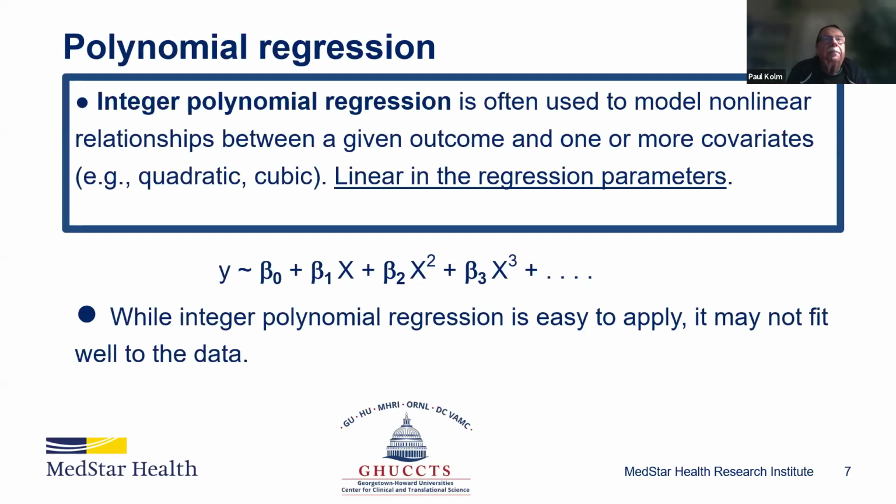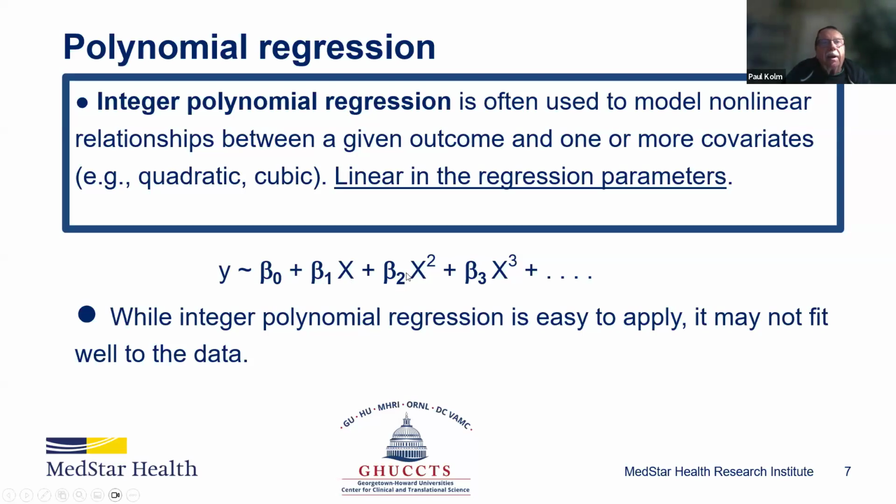And this is, as I mentioned, used to model nonlinear relationships. What we mean by the fact that this is a linear model for a nonlinear relationship is that it's linear in the regression parameters. You can see in our formula here, just like the one for the linear relationship, except now the independent variable is raised to an integer power.